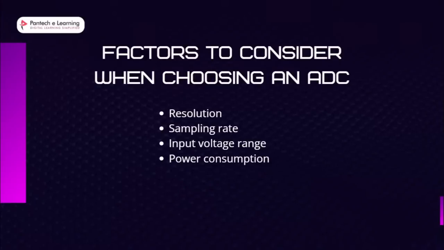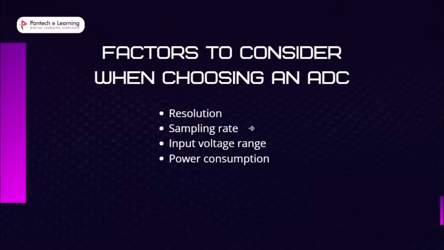while a 16-bit ADC can represent the input signal using up to 65,536 discrete values. A high resolution ADC can provide more accurate measurements and is often necessary for applications that require high precision. However, high resolution ADCs also typically have slower conversion rates and higher power consumption. So the choice of ADC resolution depends on the specific requirements of the application.